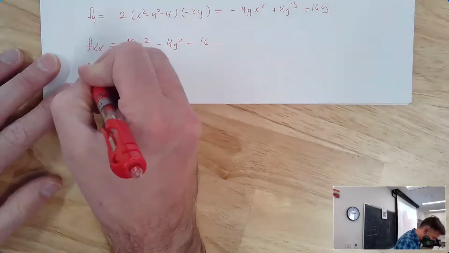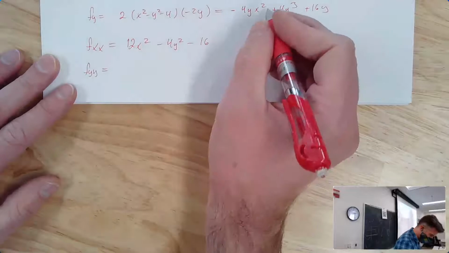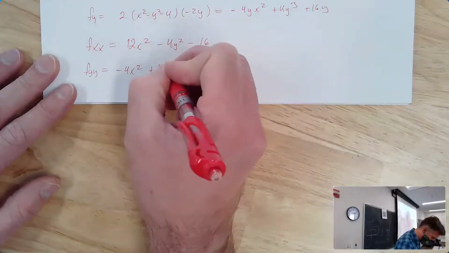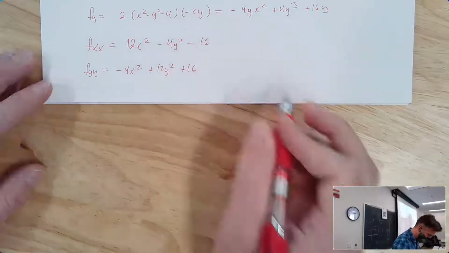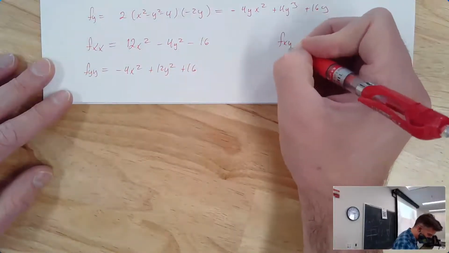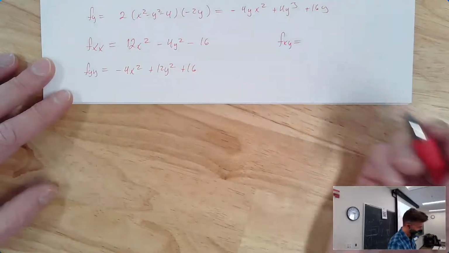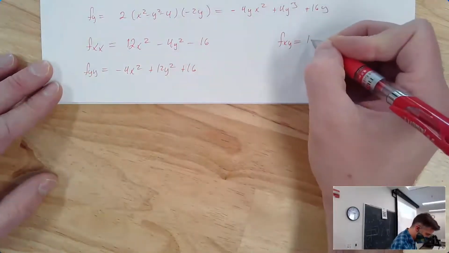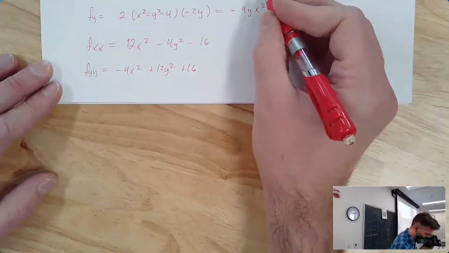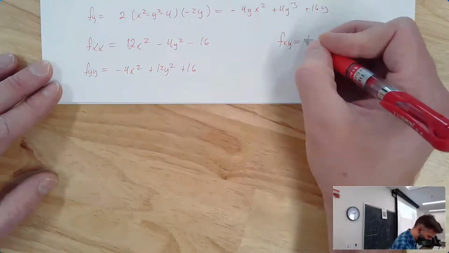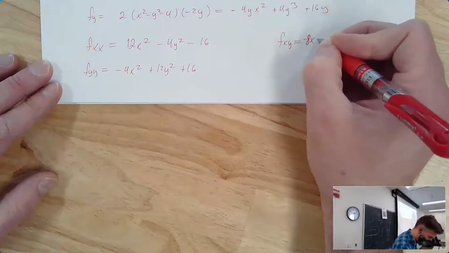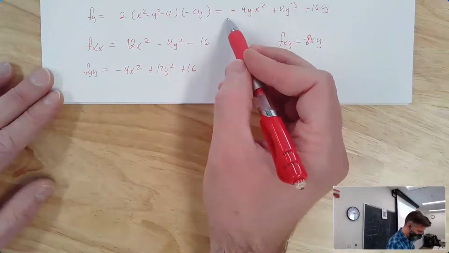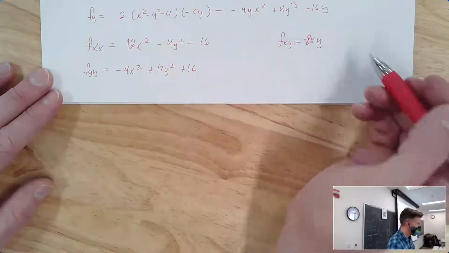And then fyy is equal to negative 4x squared plus 12y squared plus 16. And then fxy is hopefully the same. If they're not the same, we've made a mistake. Fxy is negative 4x times 2y, so negative 8xy. And that's it. And it should be the same here. If we take the derivative of this with respect to x, yeah, you get negative 8xy. So check.